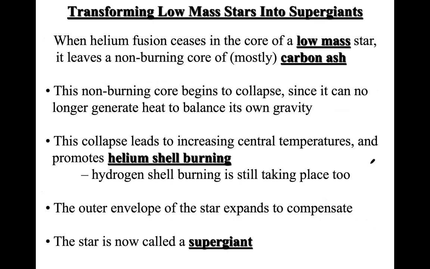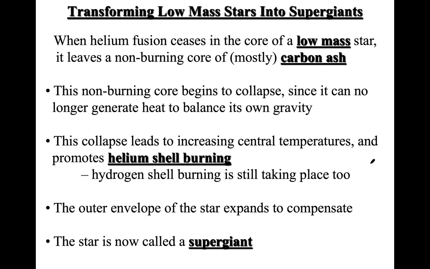Now, the helium fusion will cease in the core of these low mass stars, right? Cease means stop, that's the simple word for it. When helium fusion ceases in the core of a low mass star, it leaves an unburning core, which means you have carbon at the center, basically a carbon ash at the center, right? And the carbon ash is not burning because it doesn't have the needed conditions for that.